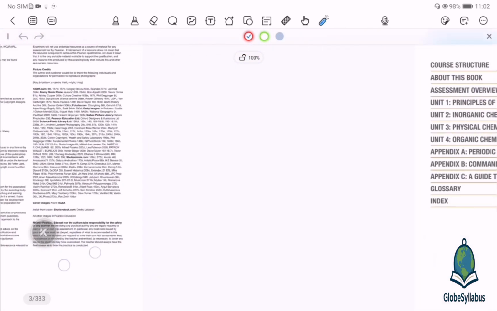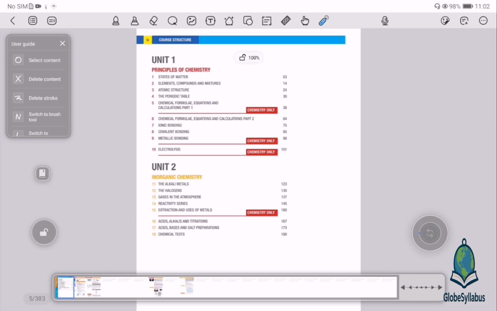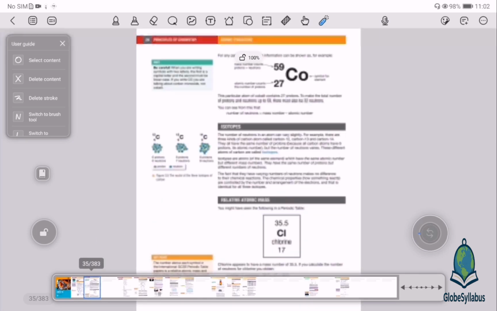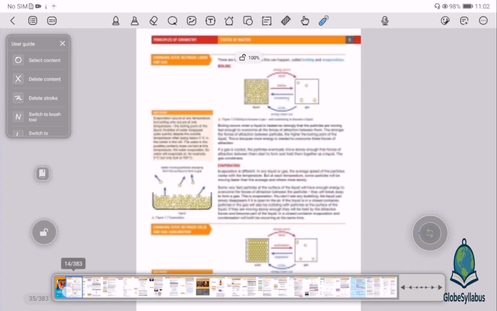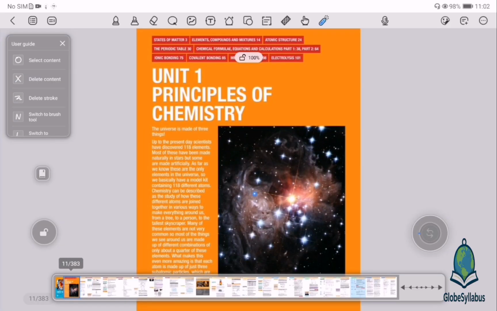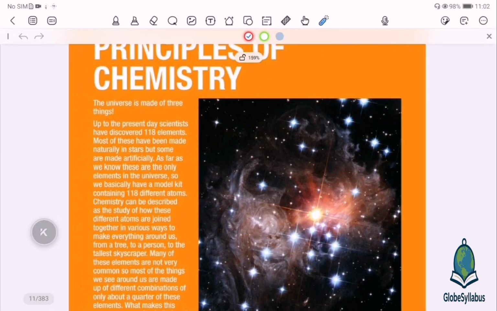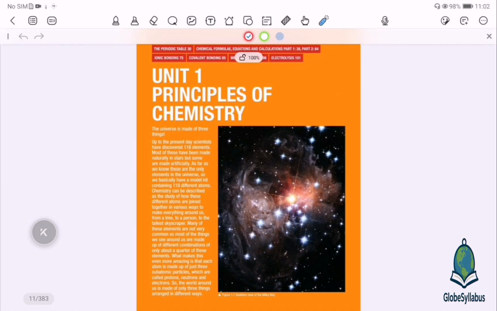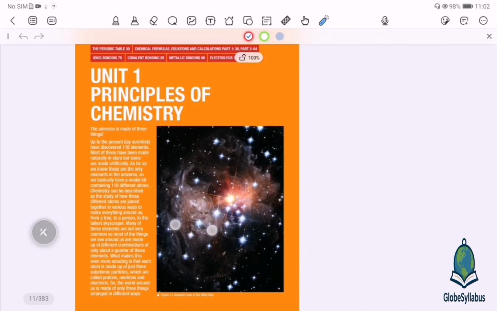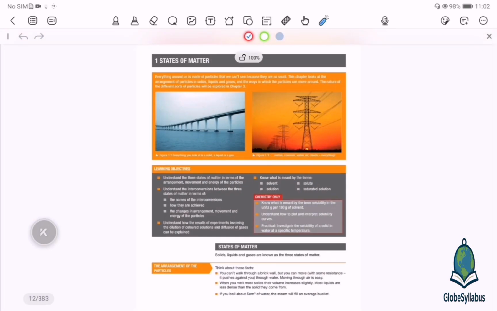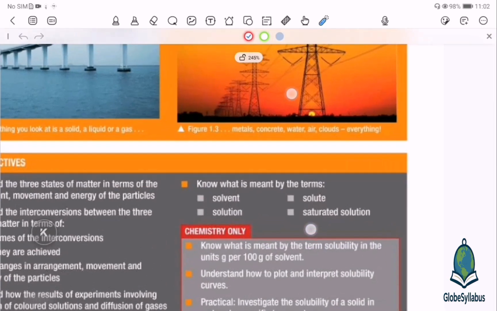For now, we will start with Unit 1, Chapter 1. This unit is the principles of chemistry, and it consists of 10 chapters. And today we will start with chapter 1, states of matter. It's a very easy chapter, one of the easiest chapters of this course.